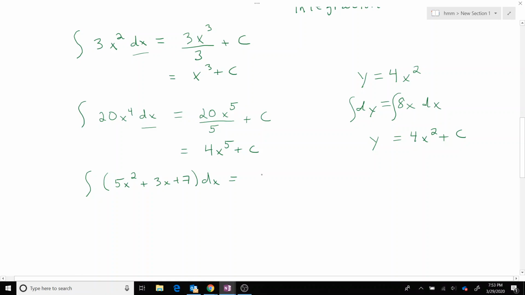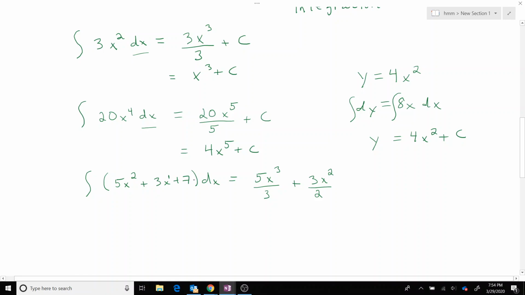So let's see, I've got 5x squared. Well, the first thing I do is I add 1 to the exponent, and then I divide by the exponent. Next, 3x. Let's see, what's the exponent here? It's really an x to the first, isn't it? So this is actually going to be 3x squared, and I divide by that too. And then what's the exponent here on this?